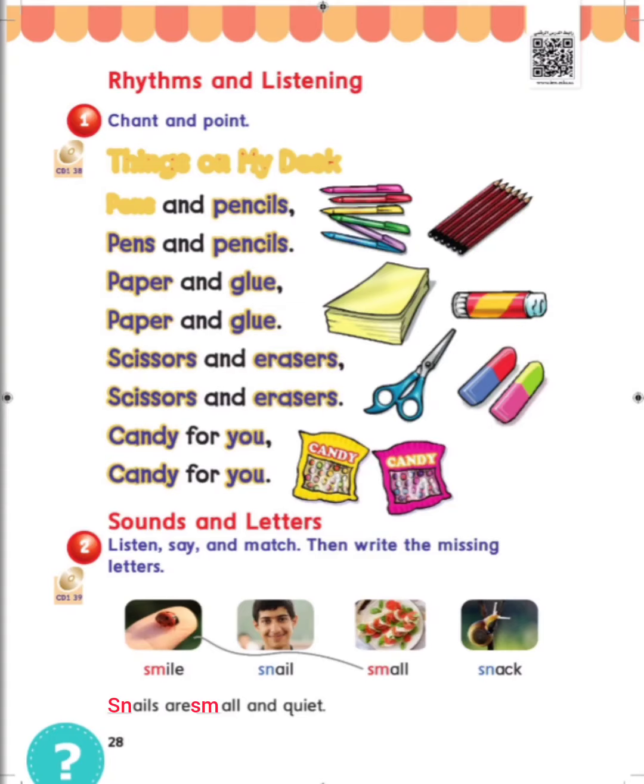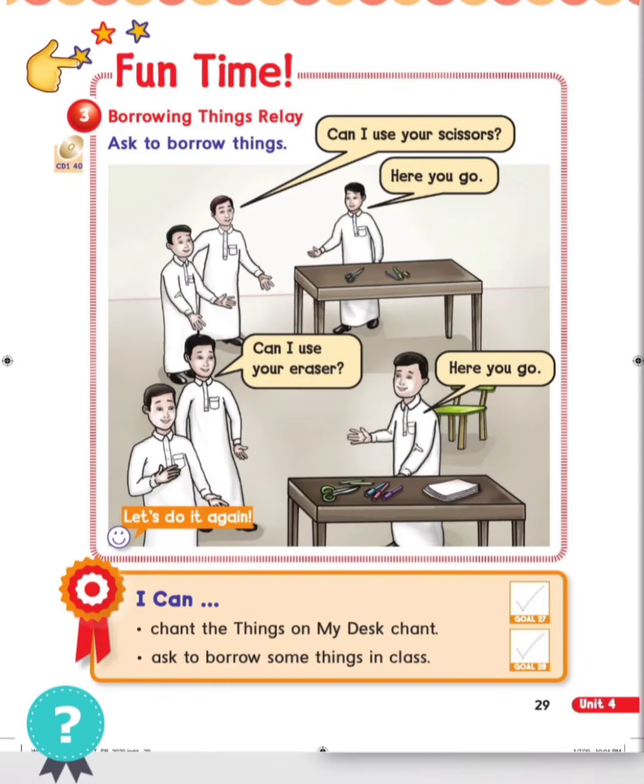Now write the missing letters. snails الحلزونات. نضع في الفراغ الأول S, N. are small تكون صغيرة. small تبدأ بحرفي S و M. and quiet وهادئة.